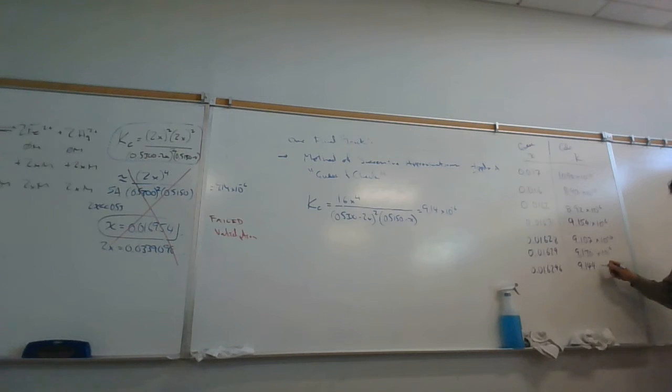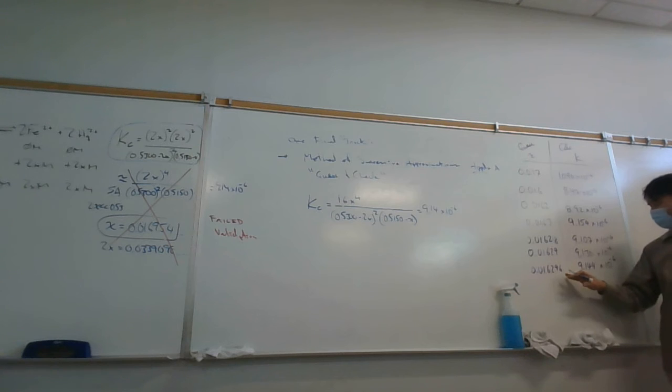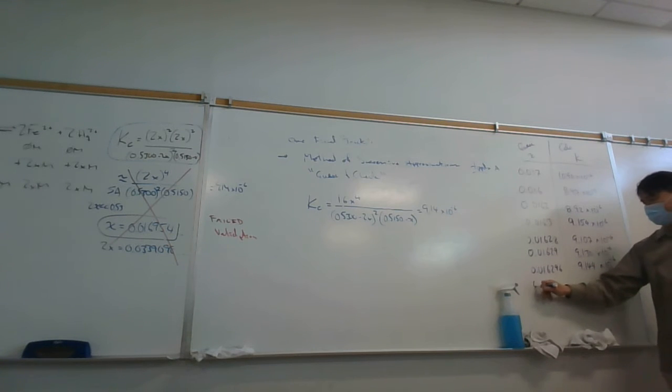9.144 times 10 to the minus 6. Awfully close. Awfully close. It would be nice to get it to 9.140. That's what I'm shooting for. If I can get it to 9.140, then I'm going to stop. Let me see if we can do it. So this is a little bit high. So what are we going to do?